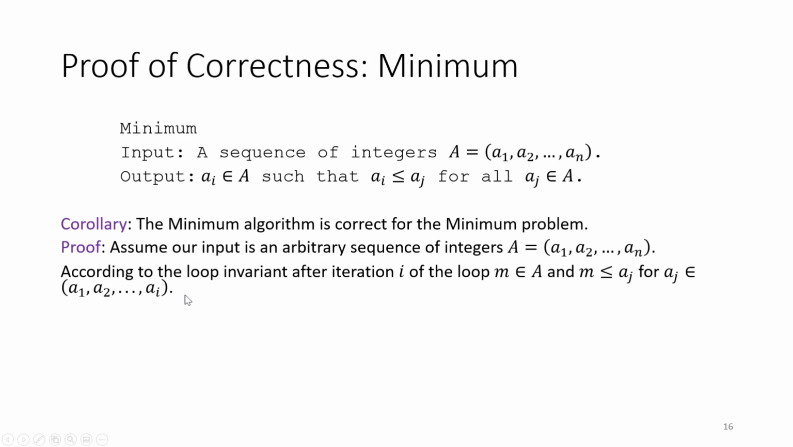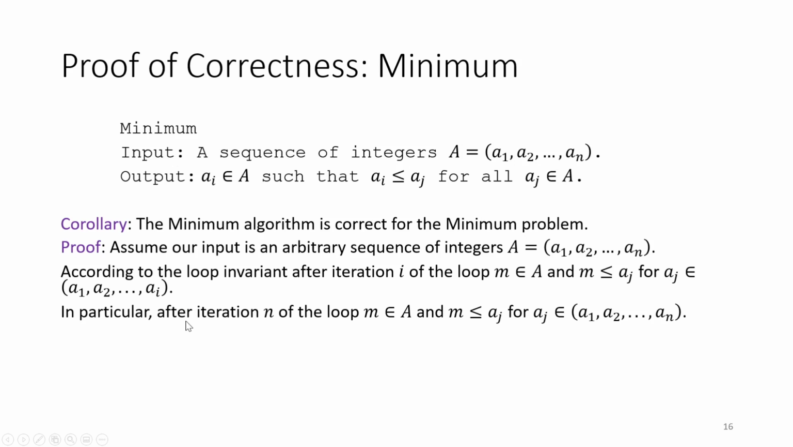Now here's where we're going to say, in particular, after iteration n. So this is saying something general, any old iteration. This is saying something specific about one particular iteration. Which iteration? The last one. Usually that's the one that we care about. What happens after the last iteration? After iteration n, all I'm doing now is substituting in for I here with n. So now m is an element of A, and m is less than aj for all the aj's up to and including an. Well, this statement here looks amazingly like the problem or the output that we have up here.